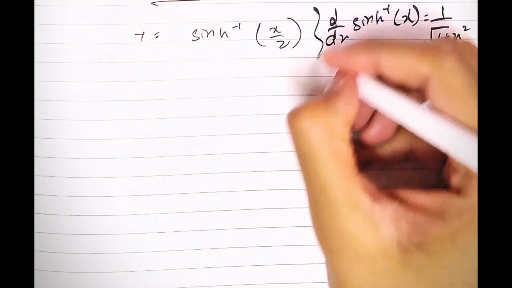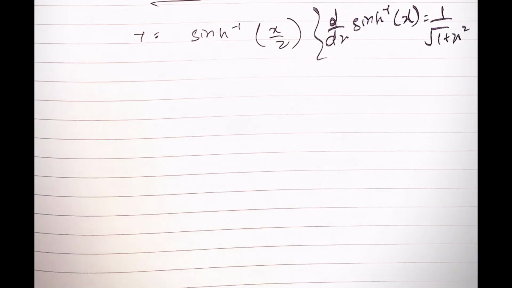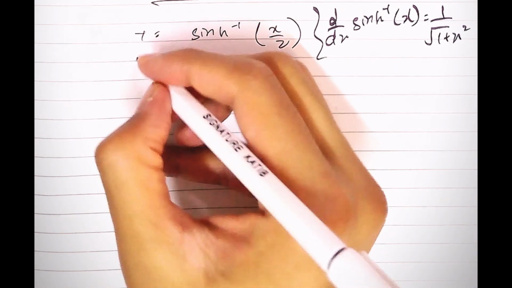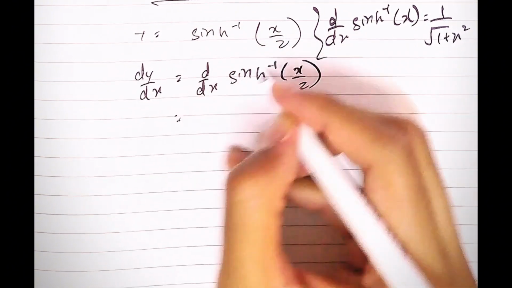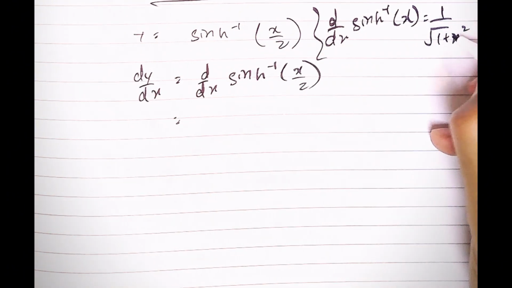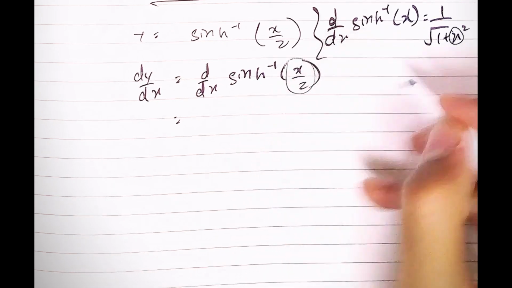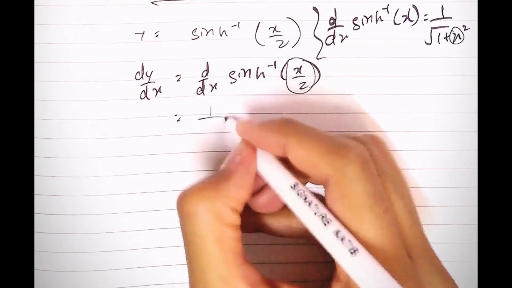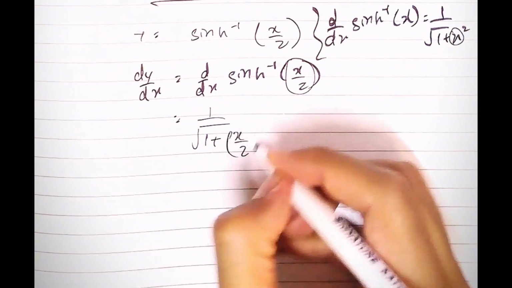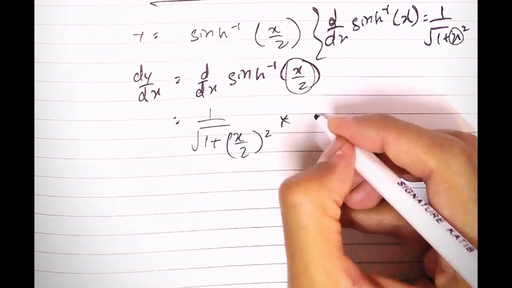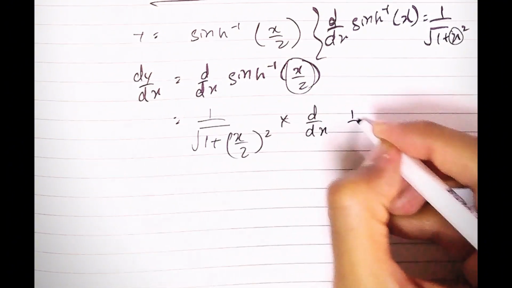So the derivative of sine hyperbolic inverse x is 1 divided by square root of 1 plus x square. So we can simply apply the differentials on both sides of the equation. Instead of writing x in this equation, we will write x divided by 2, because that is the angle given to us. So 1 divided by square root of 1 plus, instead of writing x, we will write x divided by 2 whole squared, multiplied by the derivative of the angle, d by dx of 1 divided by 2 x.